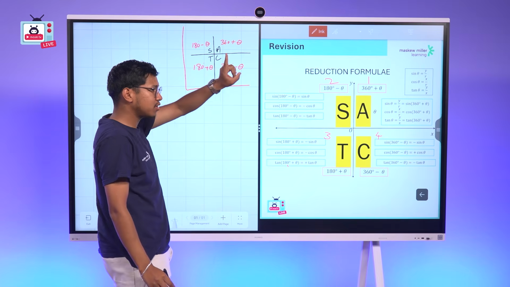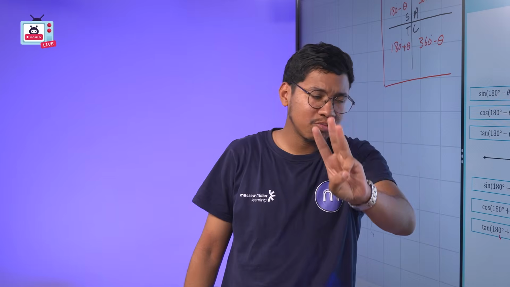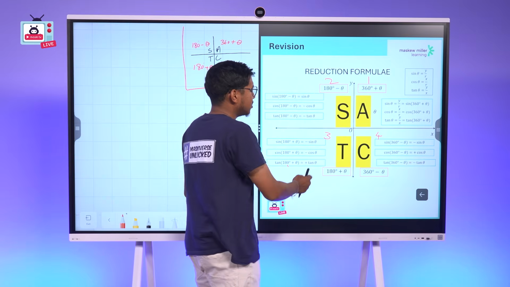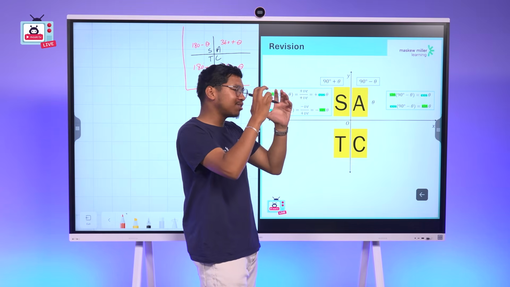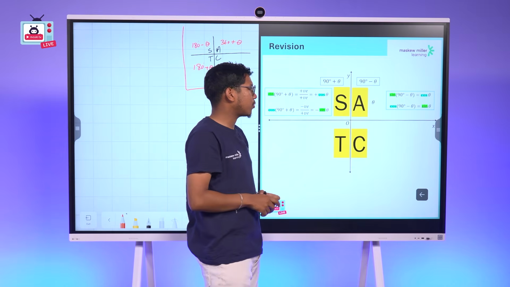All is positive in quadrant 1. In quadrant 2, I have sine to be positive. In quadrant 3, I have tan to be positive. And in quadrant 4, I have cos to be positive. So what am I going to do? I'm going to reduce a very complex looking trig ratio into something very, very simple. That is the aim of what I want to do over here.